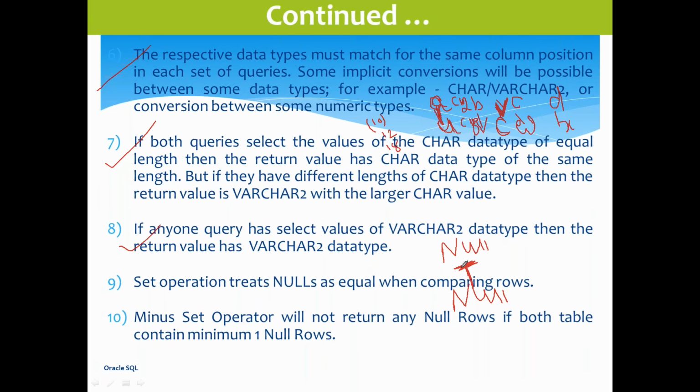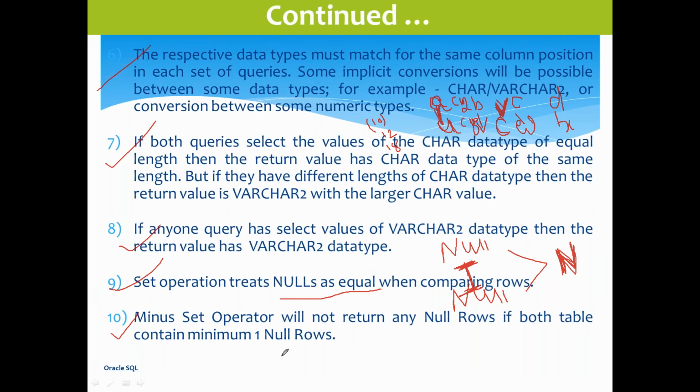Equivalent it will behave, one null and another null. So only one null it will return. If thousands of nulls are there, then also only one null it will return. So understand that all nulls are equal in the set operator, not in any other concepts. This is the ninth rule. Next, the last, 10th rule: minus set operator will not return any null rows if both tables contain at least one null row.